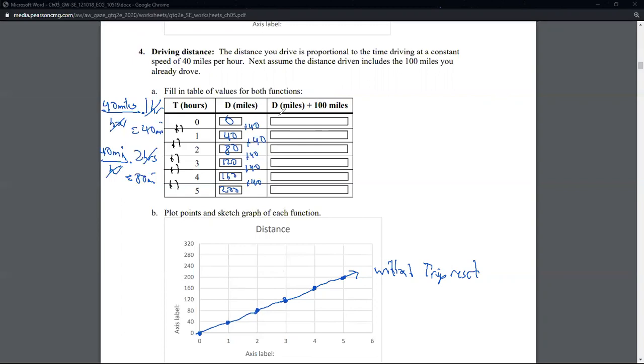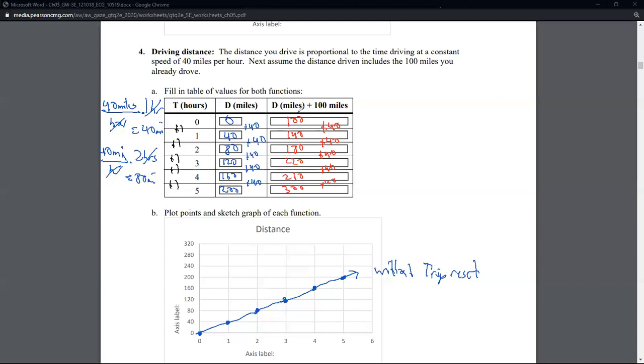So add 100 to all these values. 0 plus 100 is 100. 40 plus 100 is 140. 80 plus 100 is 180. If you don't like doing it that way, you can look for the pattern. Going from 100 to 140, that increased by 40. Going from 140 to 180, that increased by 40. So 180 plus 40 should be 220. If you add another 40, you'll get 260. If you add another 40, you'll get 300. Or I could have just taken the 200, added the 100 from the trip to get the 300. Do it either way.